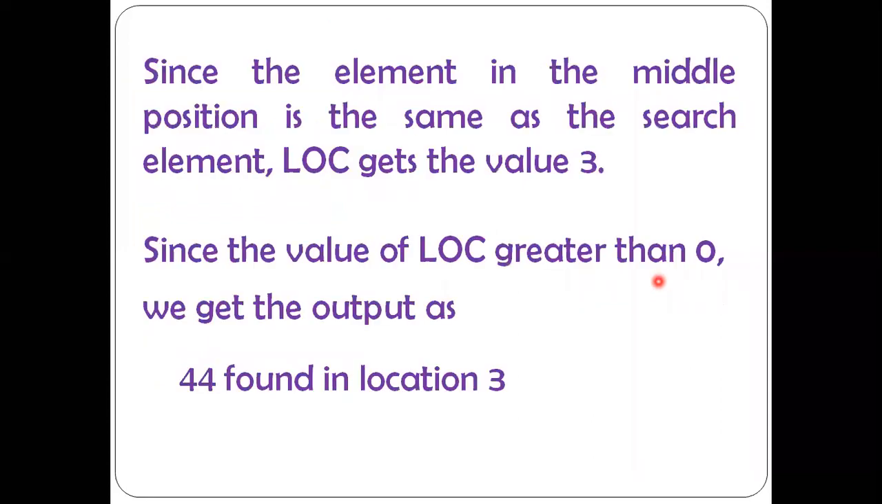There we have a condition: if location is greater than or equal to 0. Previously the value of location was -1. When the condition becomes true, at that time location gets the updated value, that is 3. 3 is greater than 0. Yes, it is true. True means we are going to print the message: search is successful, found at location 3rd place. This is how the binary search algorithm works.